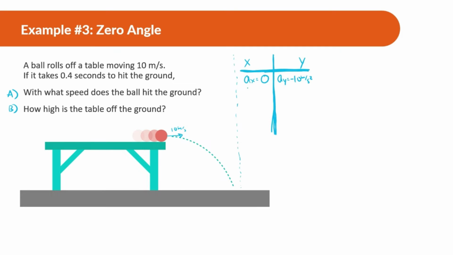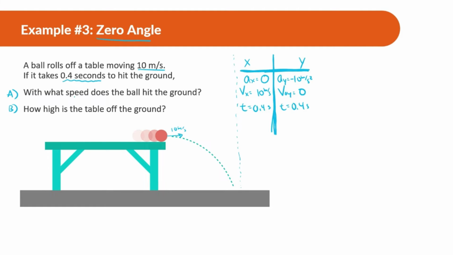Okay, next, what do we know? Let's think about the velocity in the x. It's going to be rolling off this table at 10 meters per second. And we should know with the zero angle problem, when things are rolling off horizontally, the initial velocity in the y is always 0. Okay, I shouldn't say always, almost always 0. Pretty much you're always going to see a 0 in high school physics. And then what we learned about before is that time is the only thing that's going to be the same in both the x, 0.4 seconds, and in the y, 0.4 seconds. So that's the only one that's going to be the same in both.